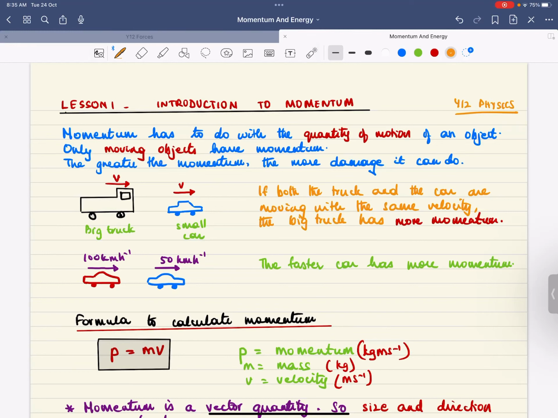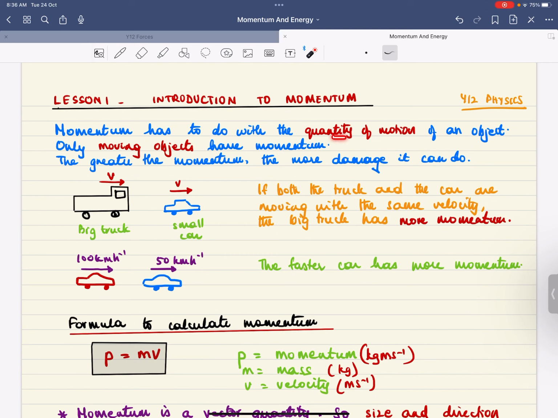With a set of lesson notes for momentum and energy for year 12 physics, this is lesson 1. This is an introduction to momentum. So what is momentum? It has to do with the quantity of motion of an object, and you have to be moving in order to have momentum. Only moving objects have momentum.